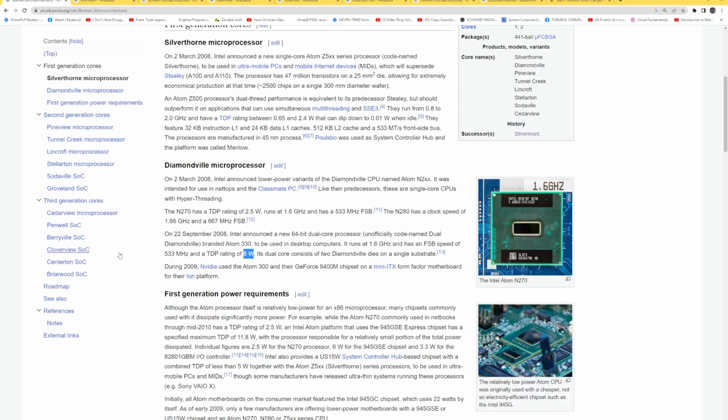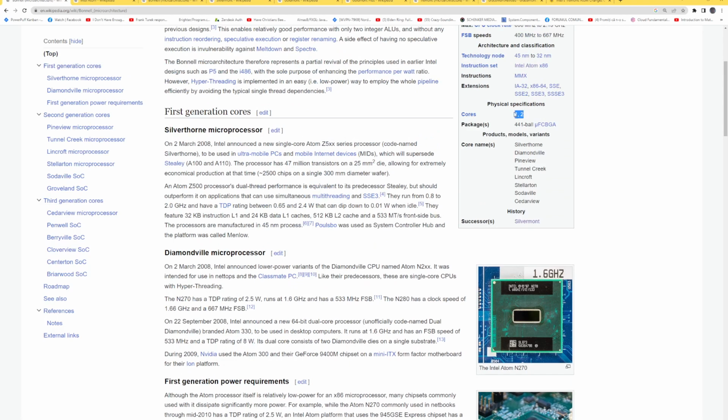So the original Atoms had a maximum power rating of 8 watts, if I read correctly. And they had 1 or 2 cores. The 2-core version had 8 watts, if I understood correctly, so the typical processor had around 2.5 watts. But it is not important whether it was 1, 2 or 4 watts. Today the 8 watts is kind of the low-end Atom you can buy in a laptop. So this was the maximum you could get, and today it's kind of the minimum.